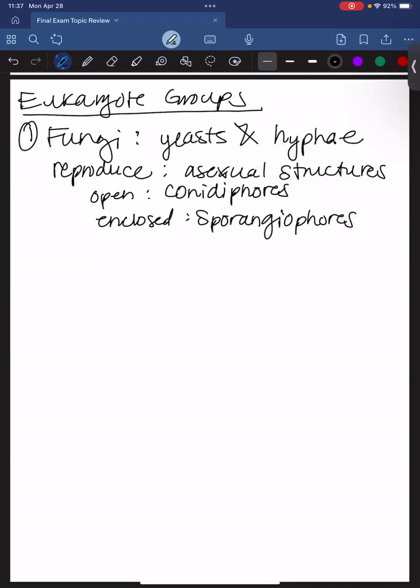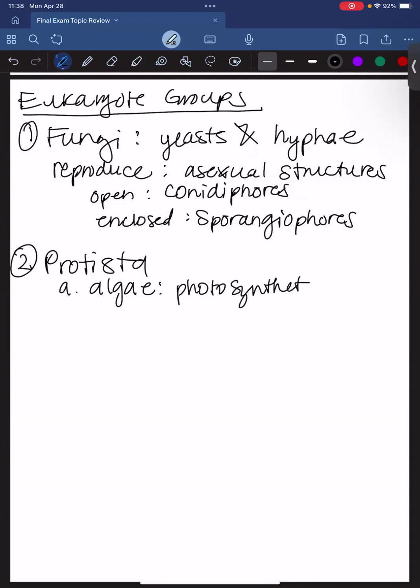Okay, let's move on to the protozoa. Protista, we'll do that. The first one was the algae. These are photosynthetic and make most of the oxygen in our atmosphere. And then we have the protozoa. These are disease causing, and we did study these a little bit more.